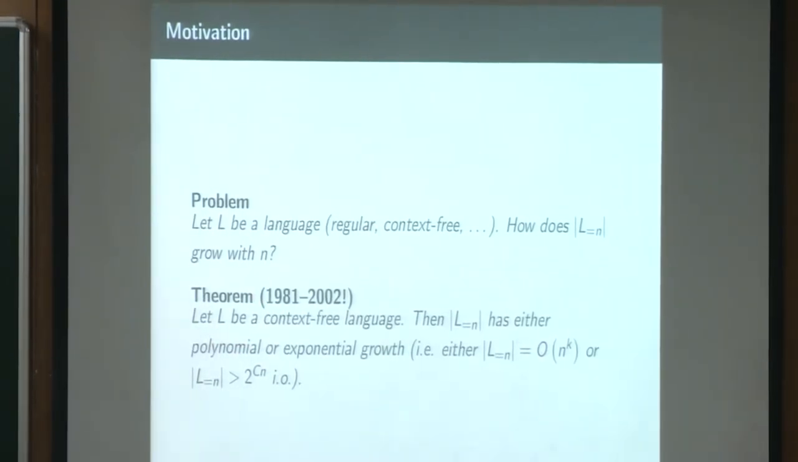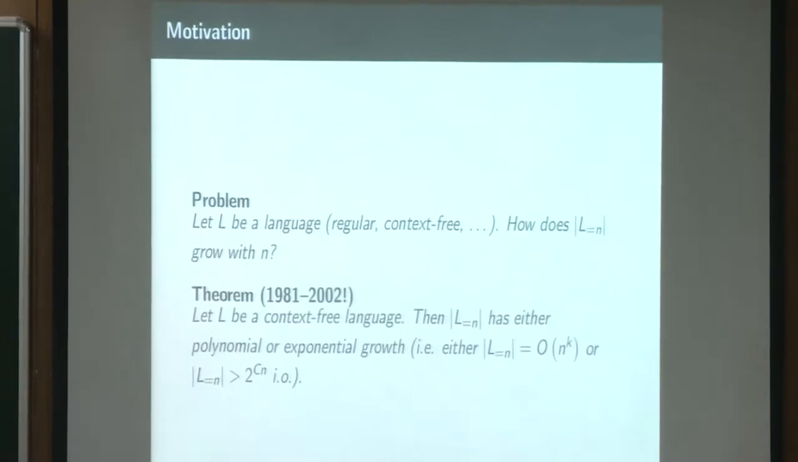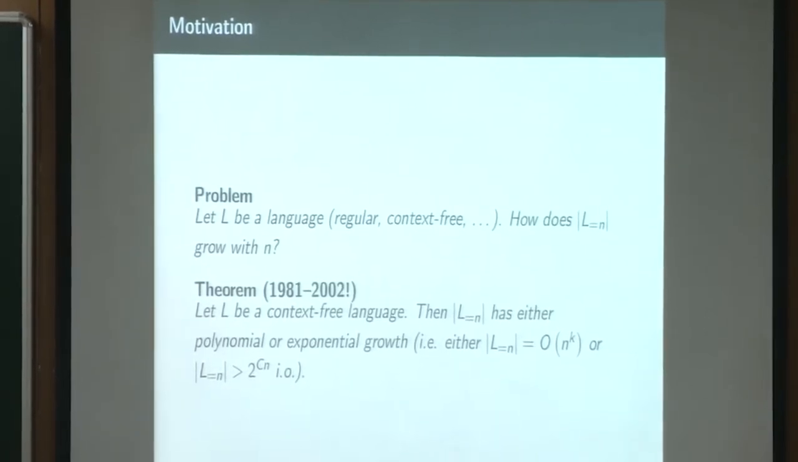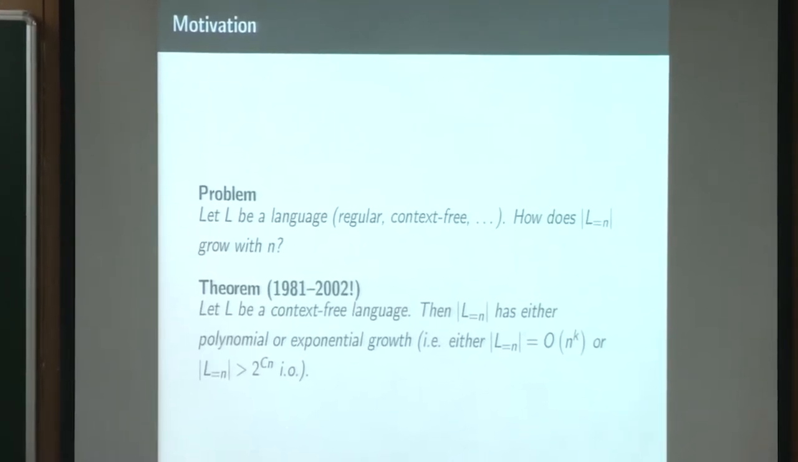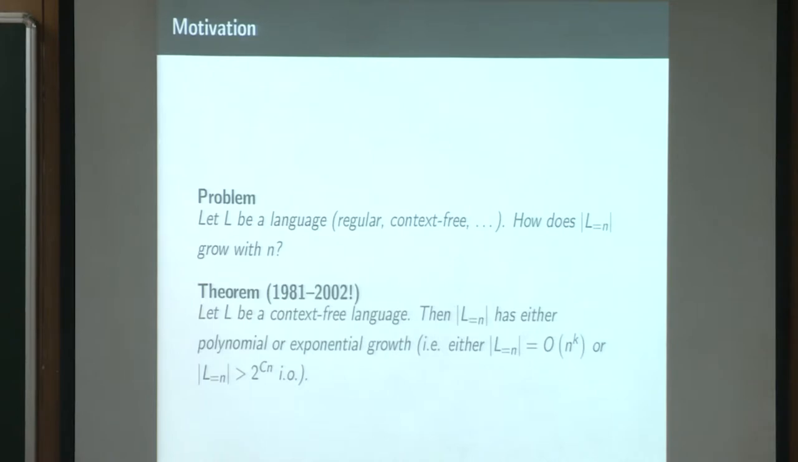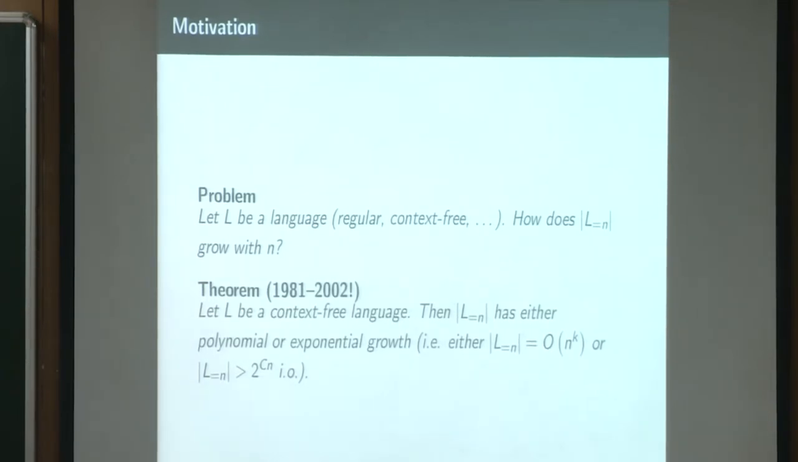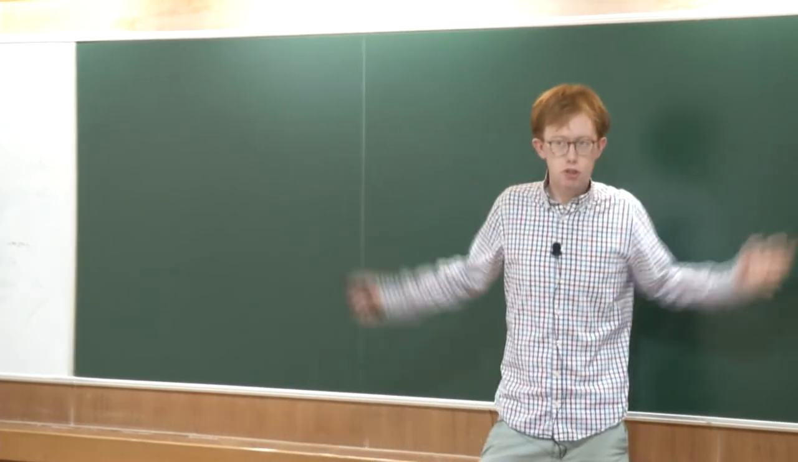languages, sometimes just for regular languages, if you have even a context-free language, then this grows either like an exponential in n or just like a polynomial in n. And of course, our problem generalizes this because this is just our problem where the partial order makes everything incomparable. So everything of fixed length is an antichain. Okay, so that's motivation one.